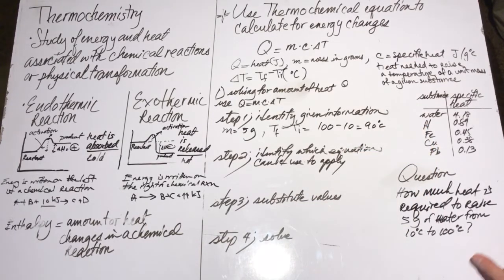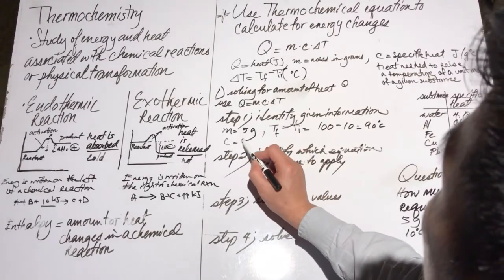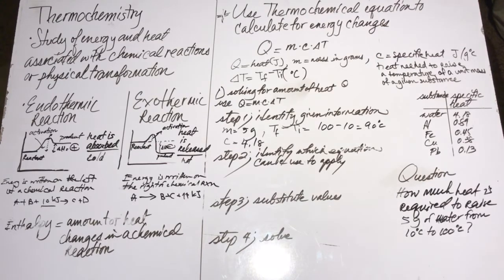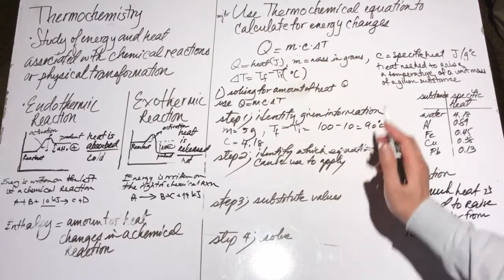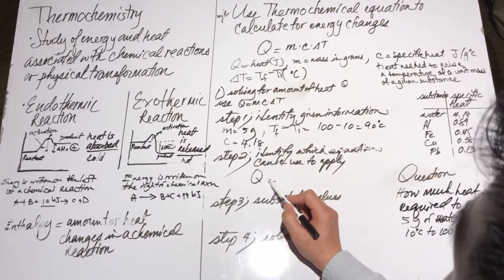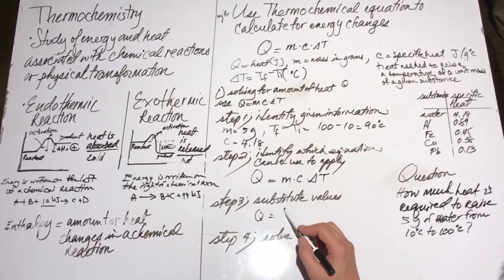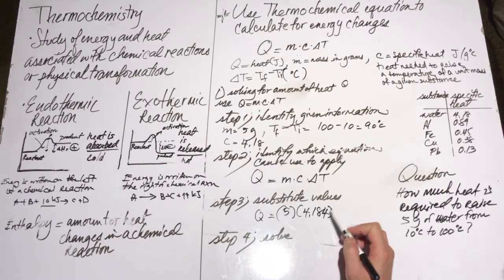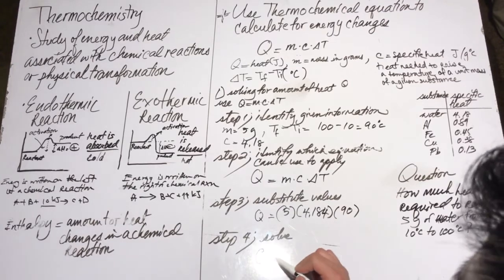As you can see, it doesn't tell you the specific heat. You have to go back here to look at the substance water, 4.18. So therefore you know the C is equal to 4.18. Identify which equation can be used to apply. Since we're looking for heat, the easiest way is m times c times delta T. Mass is 5. Specific heat is 4.18. Change of temperature is 90. Then all you have to do is just multiply them and solve for the problem.